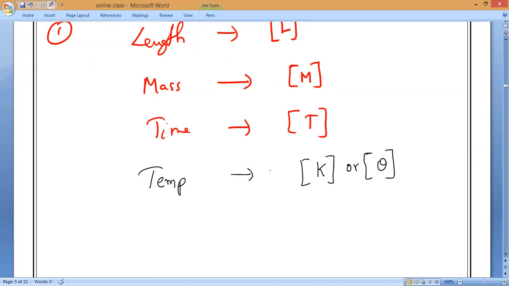Everything I will teach you. I am not going to make anything to you beginning. Electric current. What is the unit? Ampere. So the dimension is also capital A in brackets.